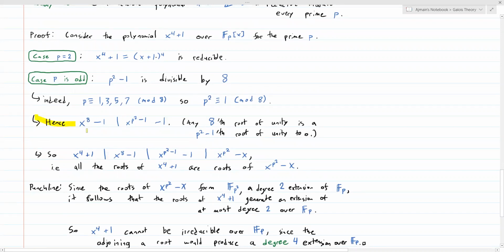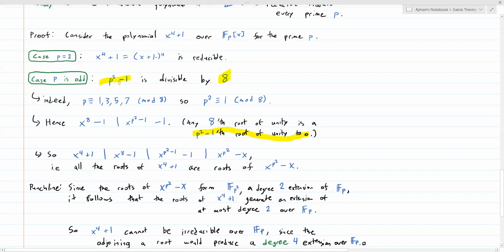All right. Now, since 8 divides p squared minus 1, we know that this polynomial, x to the 8 minus 1, divides x to the p squared minus 1 minus 1. Why is this true? This is true because any root of this polynomial is an eighth root of unity, right? And any root of this polynomial is a p squared minus 1th root of unity, right?